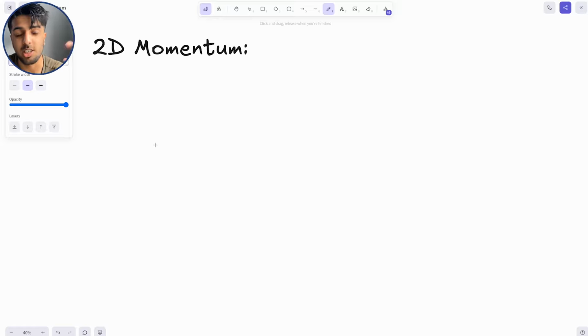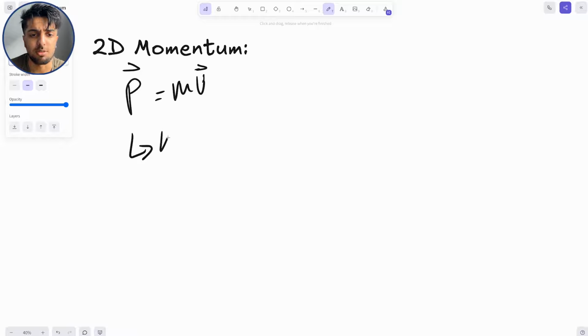Okay, in this video we'll be looking at 2D momentum. Just a recap, momentum, as we know, is a vector quantity, so we symbolize that with the little hat on top of the symbol, and this is equal to the mass times the velocity. We know velocity is also a vector, so we also put that little hat on the velocity symbol as well, and therefore this gives momentum units of kg meters per second, right?